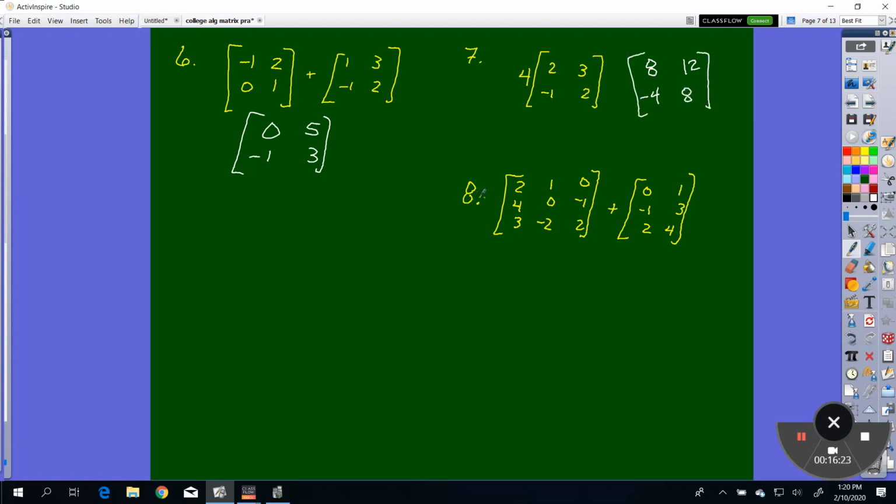Okay. Number 8, you cannot add these because they're not the same size. This needs another row, so not possible. If you try to type it in your calculator, it'll say error, matrix dimension mismatch or something. So anyways, that'll just tell you that it's not possible.